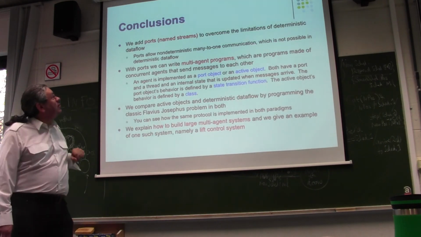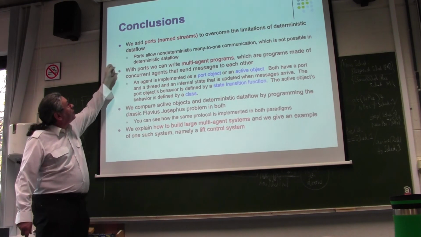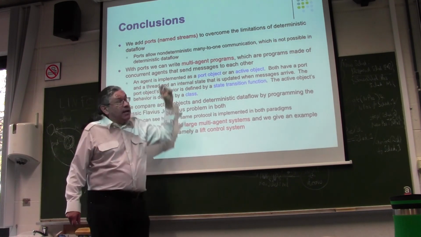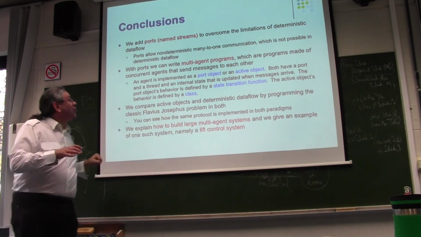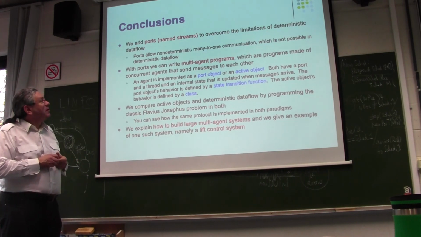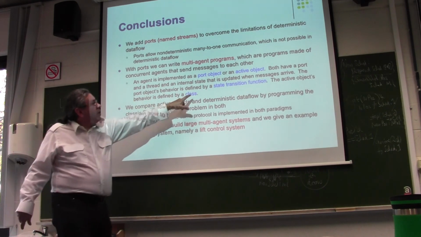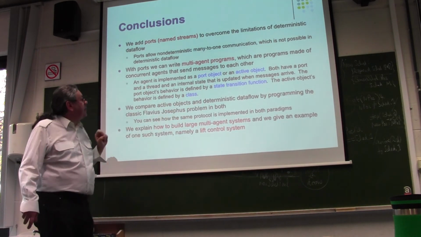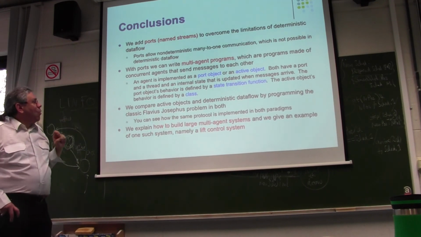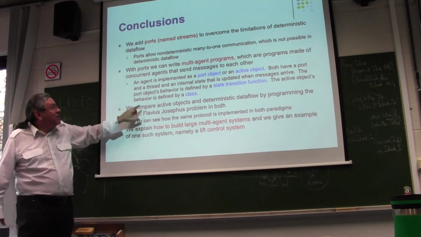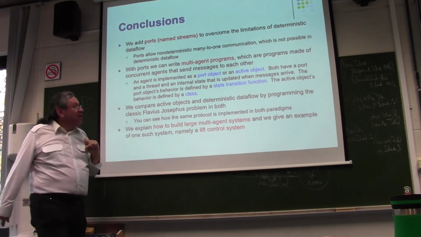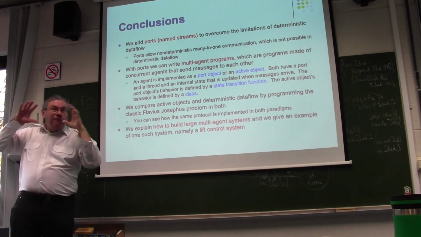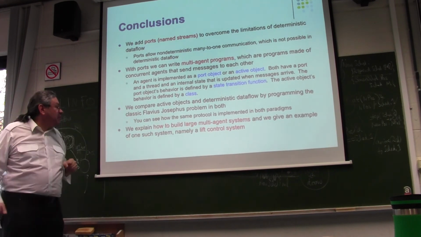Okay, so let me conclude. We have added ports, non-deterministic many-to-one. We can write multi-agent programs where we have many agents that are concurrent, sending messages. The behavior is defined by a state transition function. You can write it as a class, okay? We have compared active objects and deterministic data flow with this Flavius Josephus problem. You can see how the two paradigms are very different, but they can do similar things.